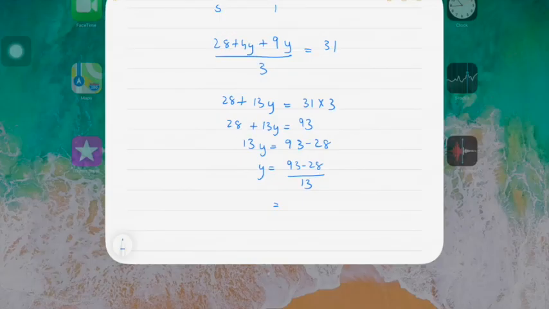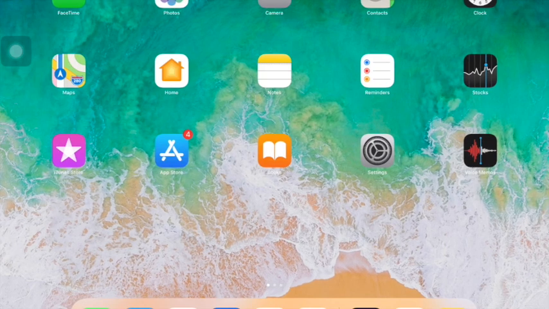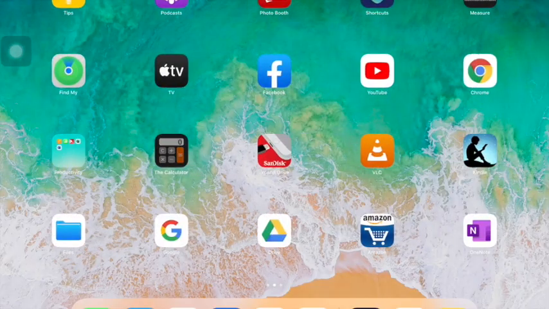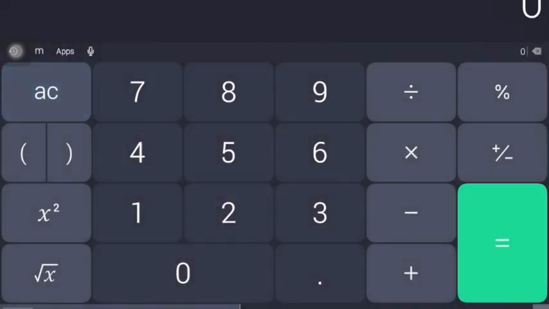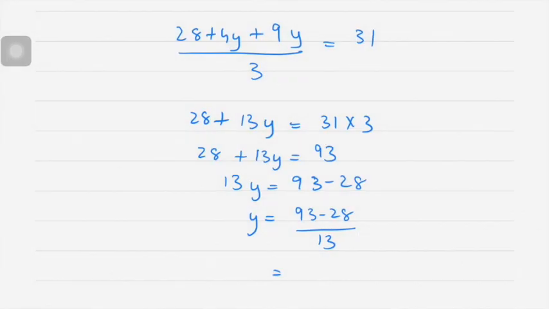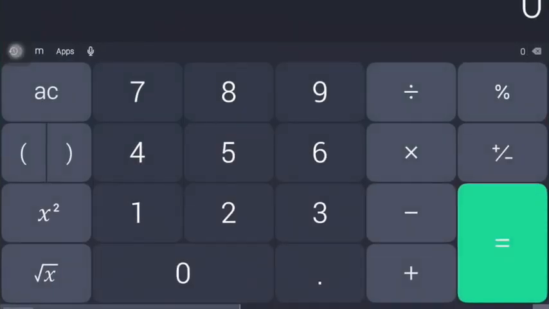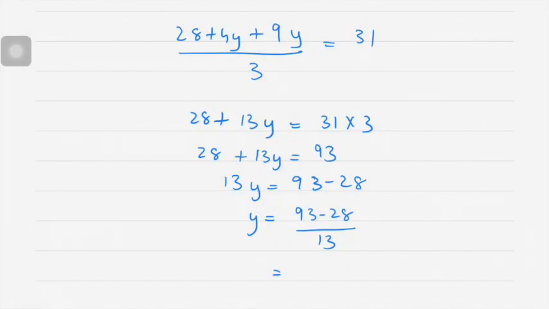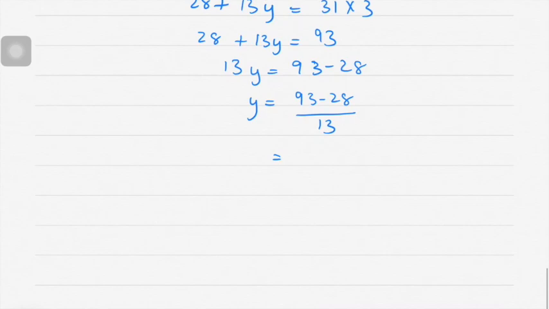So let's find the value of y. 93 minus 28 divided by 13 is equal to 5. Okay. So y is equal to 5.